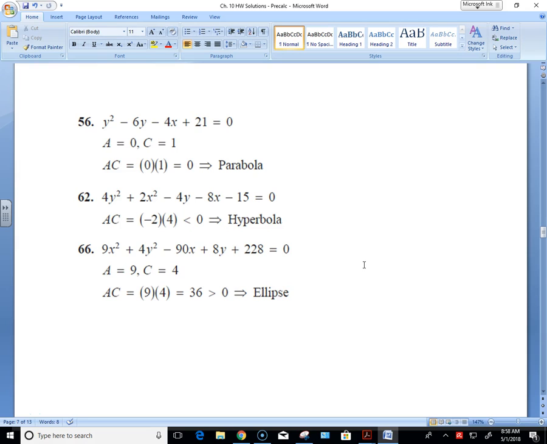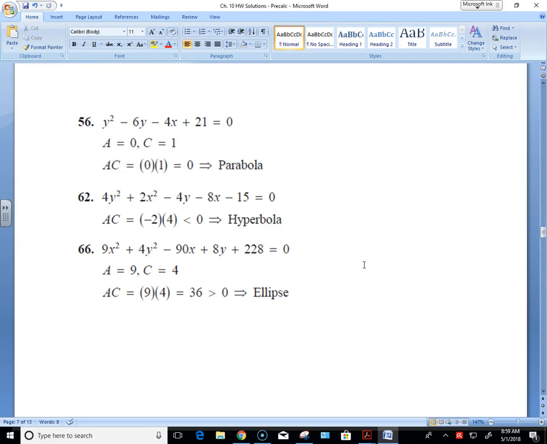How about this guy? Not a hyperbola, not a parabola, not a line. Must be an ellipse because these numbers are different. As long as he's not degenerate, he's an ellipse. Both squares, there's a plus, numbers are different. A circle would have been like a 4 and a 4 and a 2 and a 2. That would have been a circle.